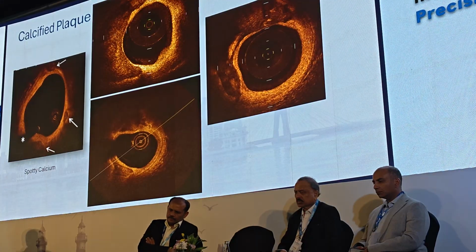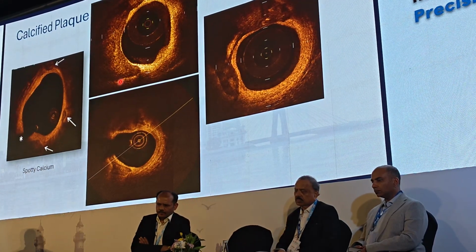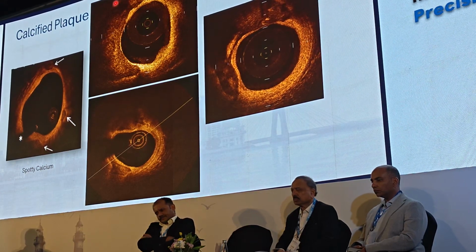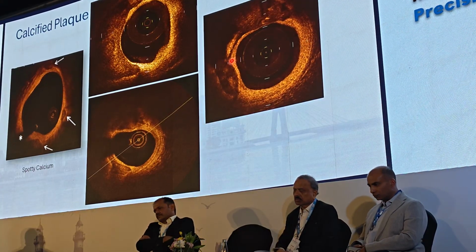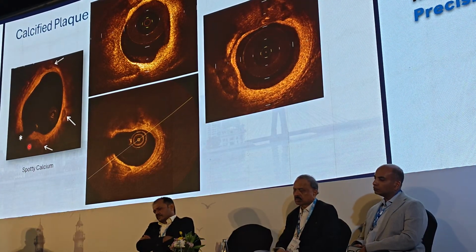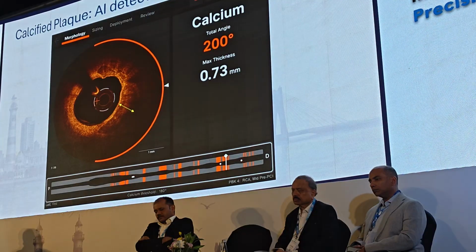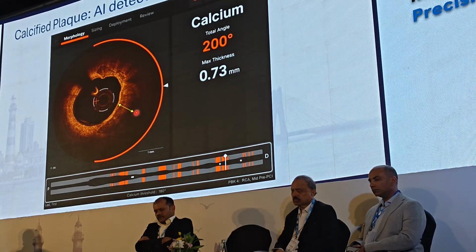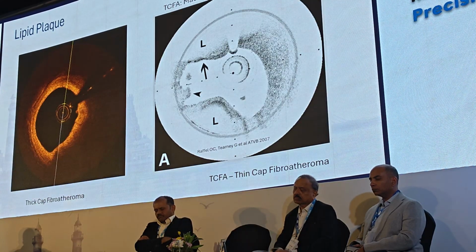Calcified plaques, we define what calcified plaques look like: sharp borders, heterogeneous, dark. And there are various types: very large chunks of calcium, large plates. You can have thin plates of calcium and spotty calcium. And you can very easily recognize the calcium based on those characteristics. Some algorithms now can actually tell you what the arc of calcium is, and we can measure how thick it is, and that has importance when we're looking at calcium modification and algorithms for that.